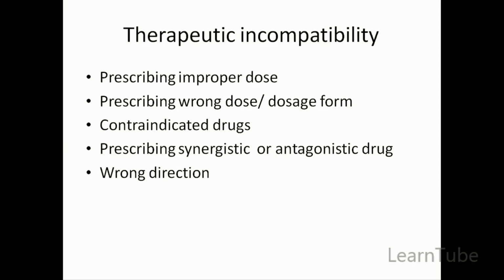Next is dosage form. What kind of dosage form has been prescribed: whether it is capsule, tablet, IV, syrup, or suspension. Whatever dosage form you prescribe should be proper, and if not, the pharmacist should consult the doctor. In therapeutic incompatibility, the role of the pharmacist is very important, because all these incompatibilities can be rectified only by the pharmacist. Sometimes the doctor may prescribe the wrong drug or the wrong dose.